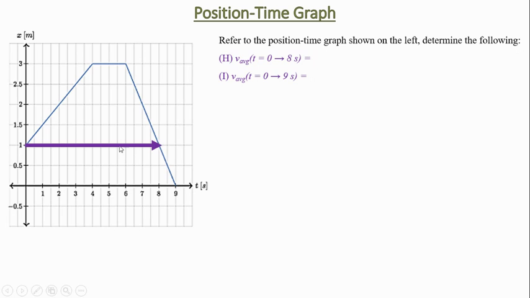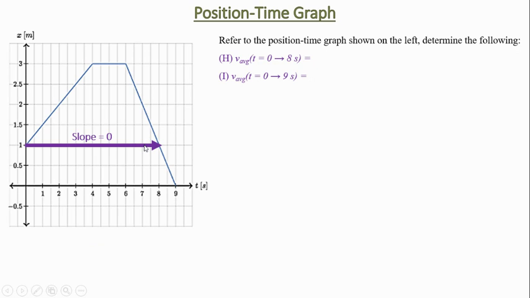So if you just kind of use common sense here, what is the slope? Well, it's a flat line. There is no slope, okay? A horizontal line has no slope. Well, if slope is equal to 0, it suggests that your average velocity is 0 because there is no rise.